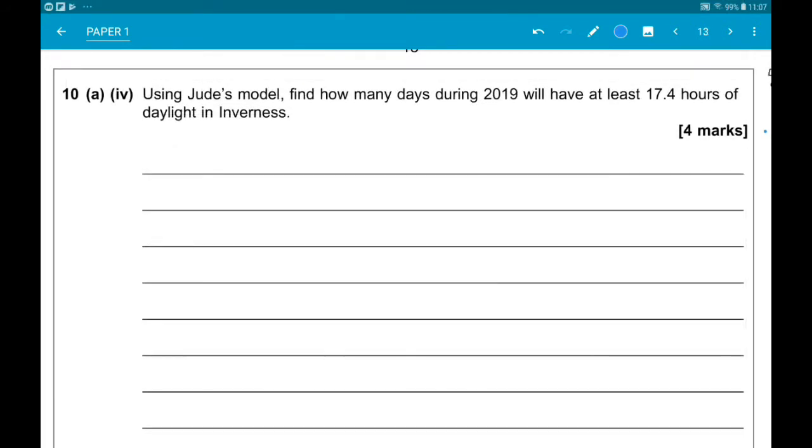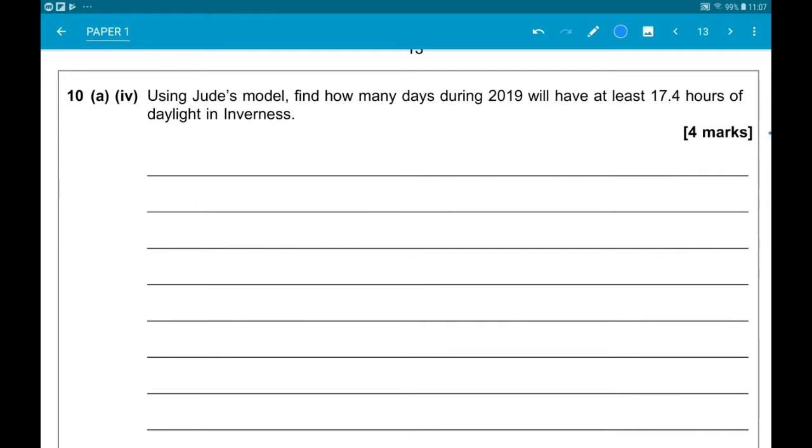Okay, then for part A, part 4, using Jude's model, find how many days during 2019 we'll have at least 17.4 hours of daylight in Inverness. So, we can think of this as an inequality. We want 12 add 6 sine t to be at least 17.4. So greater than or equal to 17.4.